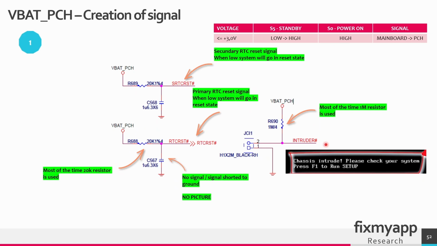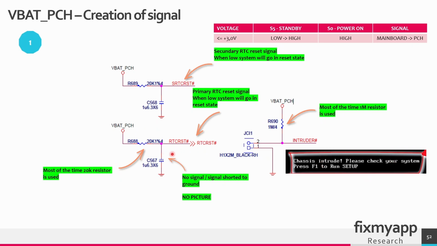The intruder signal with the hash symbol indicates an active low signal, and it's typically used for a tamper detection signal. The purpose of the signal is to alert the system when there has been an unauthorized attempt to access the internal components, such as opening the case or removing a cover. So that will trigger this signal. The most common response is that the system will display a warning or alert message on the screen, indicating that an intruder signal has been detected.